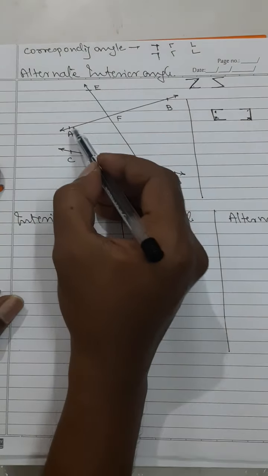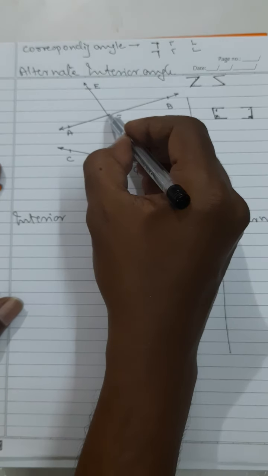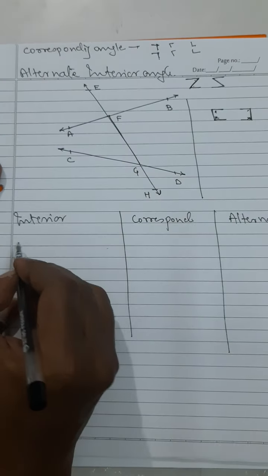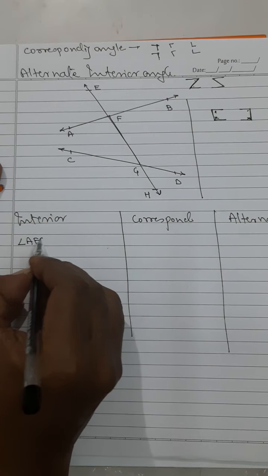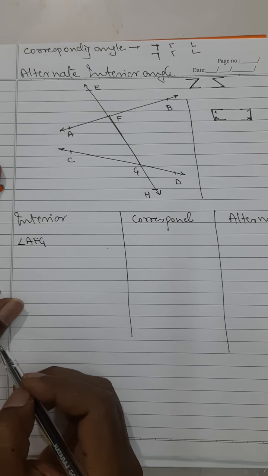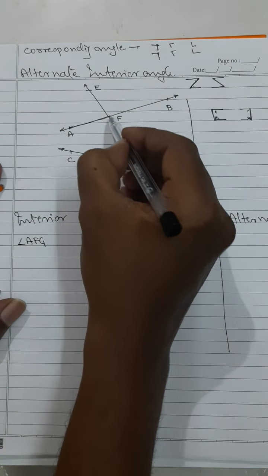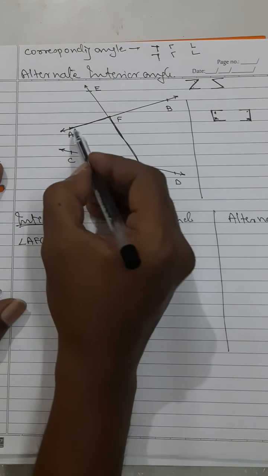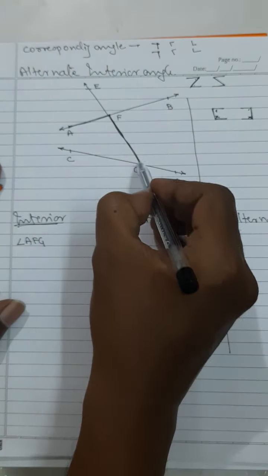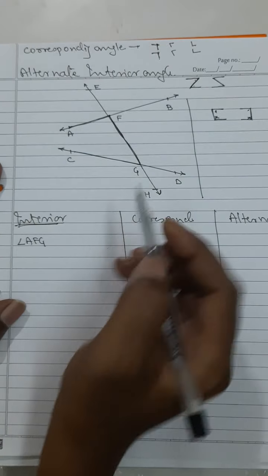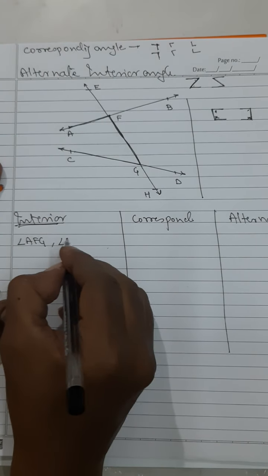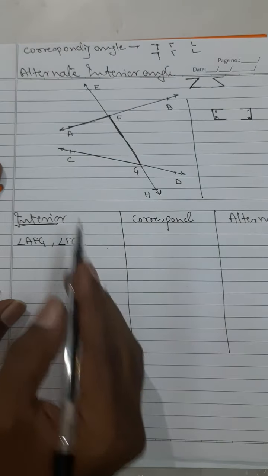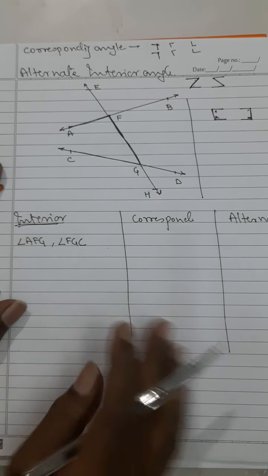See now, supposing I am taking angle AFG. If it is an interior angle, that means it will be forming a C. To form a C, from FG the C will come, angle FGC. They will be interior angles.